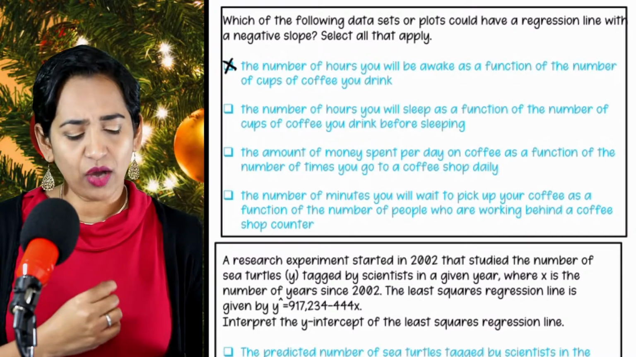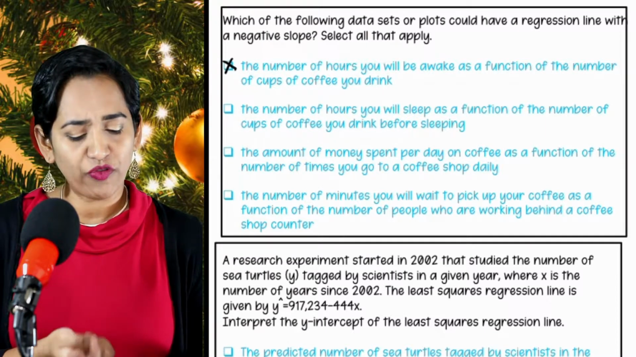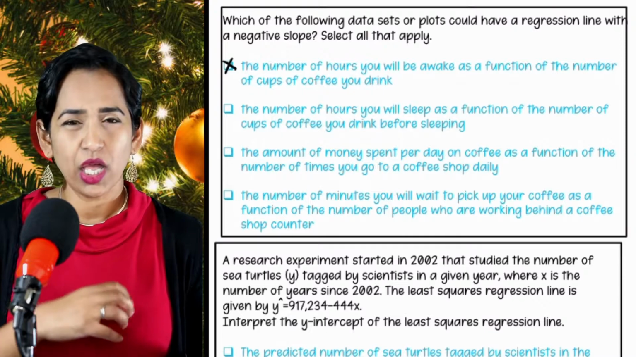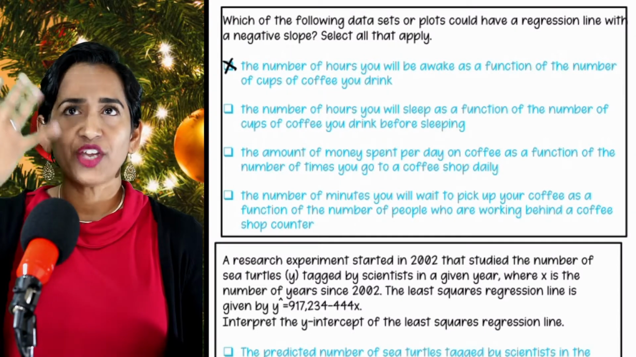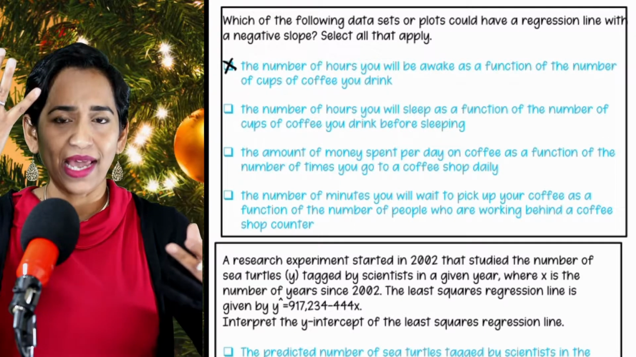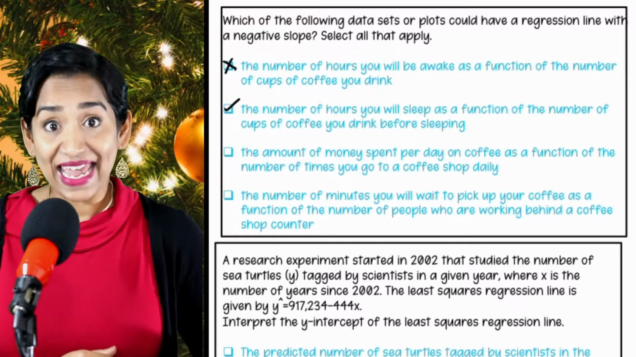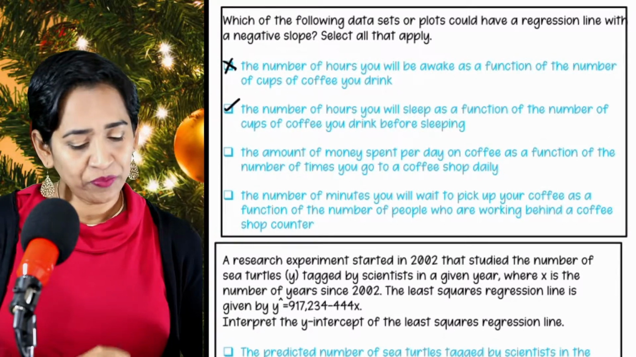The number of hours you will sleep as a function of number of cups of coffee you drink. The more cups of coffee I drink, the less sleep I have. So this is negative. So it's right.